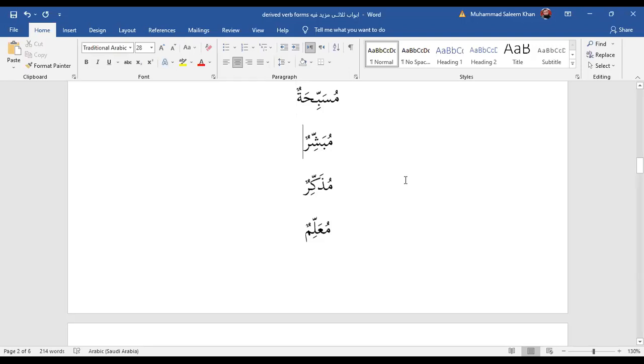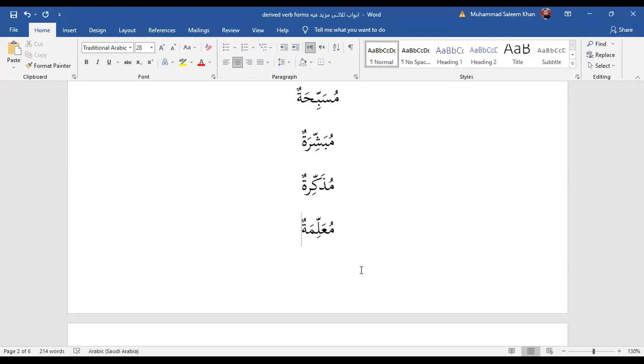Similarly from mubashirun, we will make it mubashiratun, right? Mubashiratun, the lady who gives glad tidings. And then from mudhakkir, it will be mudhakkiratun, right? And mudhakkira is also used for a diary that we use where we record things as a reminder. And then we have mu'allim, and the feminine will be mu'allima. Yes, mu'allima. So it's very simple.